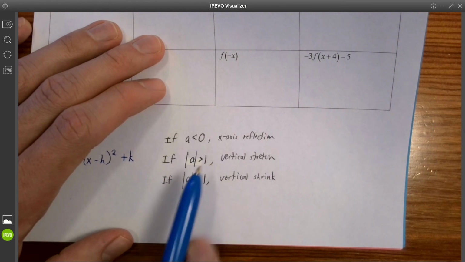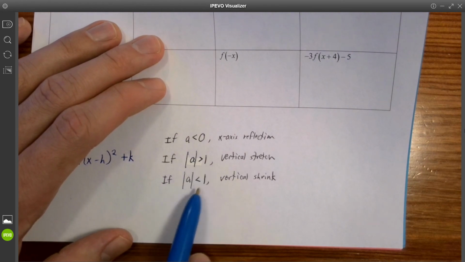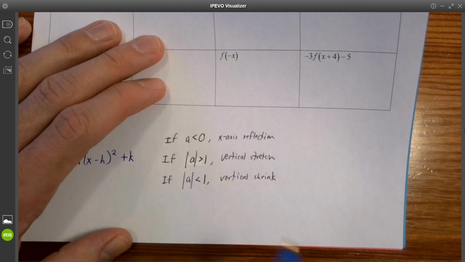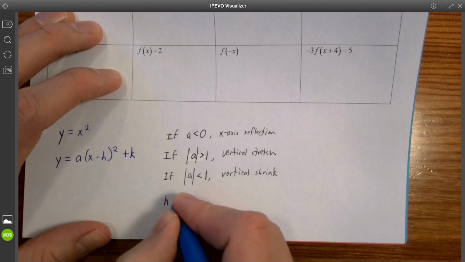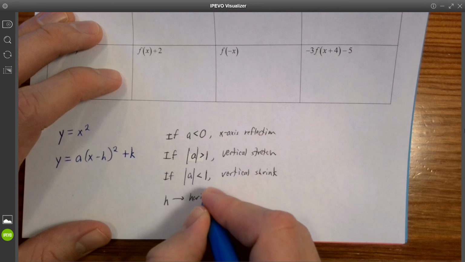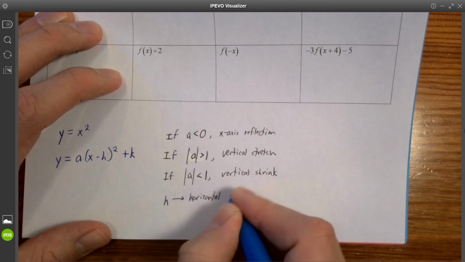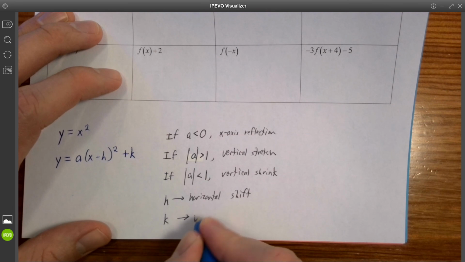That just basically means, what's the magnitude of the a? Is it a number that's bigger than 1, or is it a number between 0 and 1, basically? And I'm just trying to look at that and say, does it stretch or shrink? And then we're going to have h, and that is my horizontal shift. And then I'm going to have k, which is my vertical shift.